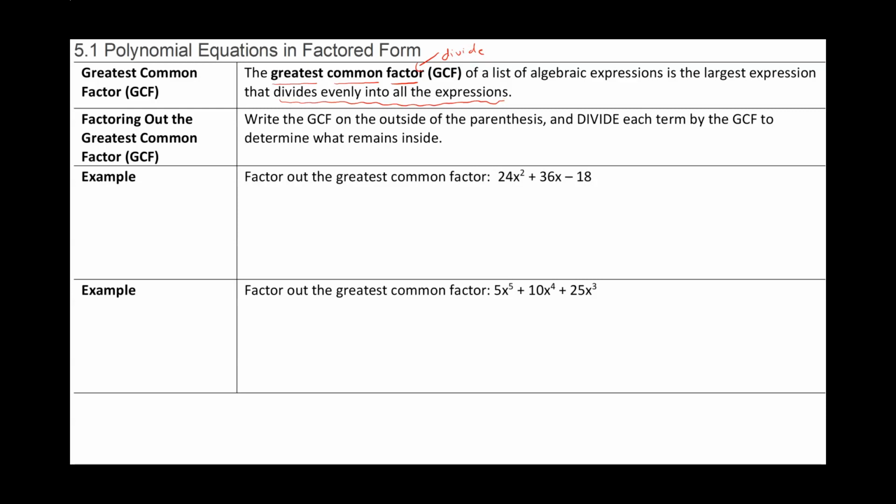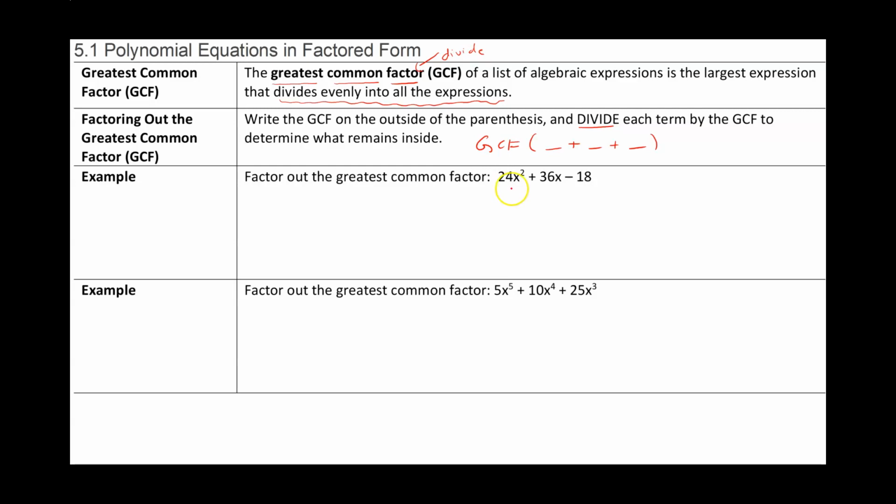Now, how do you factor out the GCF? You write the greatest common factor on the outside of the parentheses. So the GCF is going to go on the outside. And then on the inside of the parentheses, you'll have different terms. To figure out what remains inside, you divide each term by the GCF. The only way to really see this is to take a look at an example.